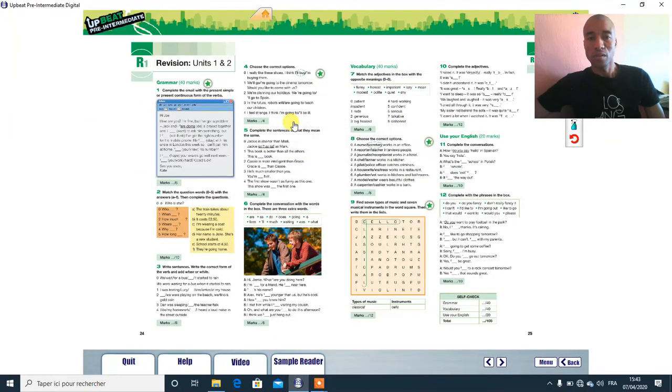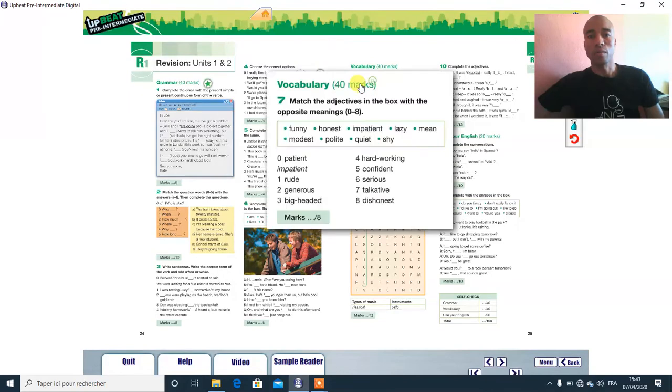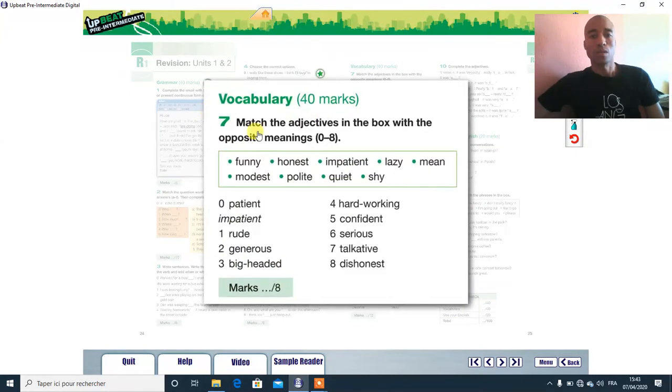Okay, so after having done with the grammar part, we move to vocabulary right here. So we'll deal with adjectives. So the question says match the adjectives in the box with the opposite meanings, right? Fine, so we have funny, honest, impatient, lazy, mean, modest, polite, quiet, and shy.